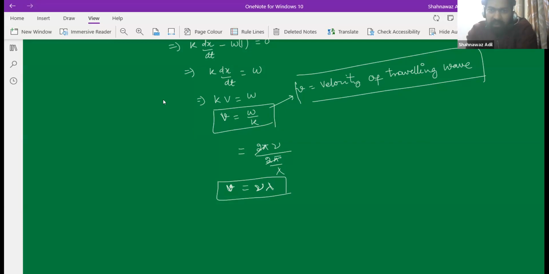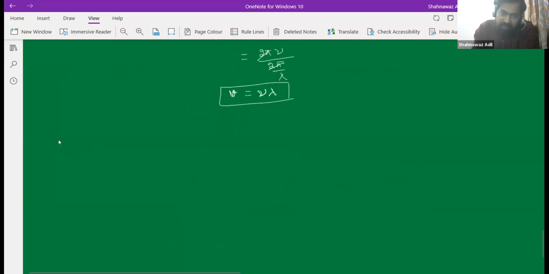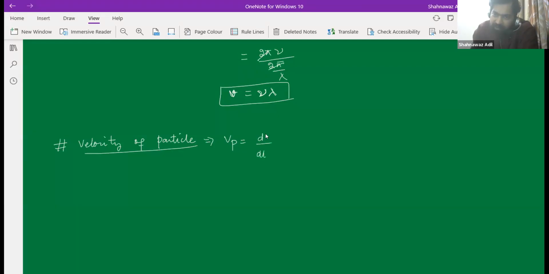And then we can also calculate the velocity of the particle, right? So what would be the velocity of a particle? We know the displacement of the particle. So the velocity of the particle would be the differentiation of the displacement, where y is the displacement of the particle.